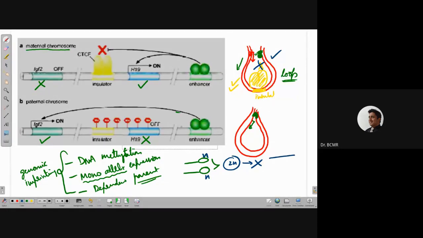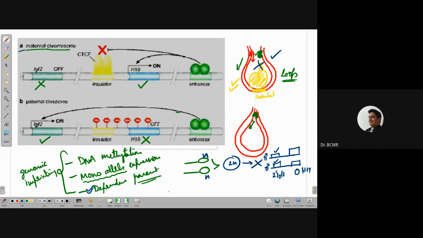Now look at these chromosomes. I said it is dependent on parent, right? How many copies will be expressed of IGF2? Both are coming from paternal. IGF2 is expressed, and IGF2 is expressed. You have twice the IGF2 required. And what about H19? You have 0 H19. So these organisms die out early.